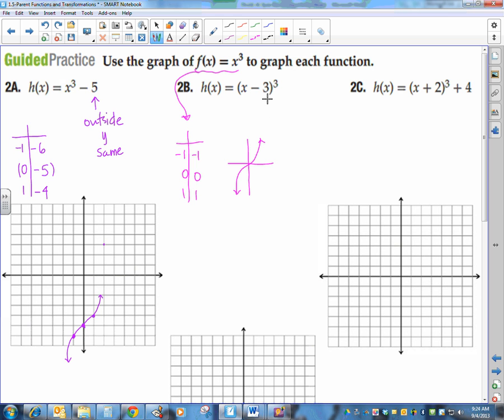All right, let's look at 2b. I'm going to take this, and is that 3 on the inside or is it on the outside? It's in my parentheses, so I'm inside my function, which means it's going to affect the x, and I'm going to do the opposite. Okay, so my key points, this time my y values stay the same, and my x's, I do the opposite. So instead of subtracting 3, I'm going to add 3. So negative 1 plus 3, 0 plus 3, and 1 plus 3.